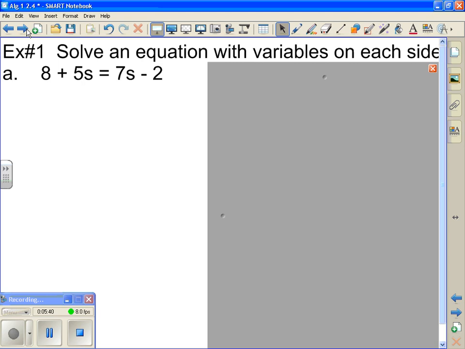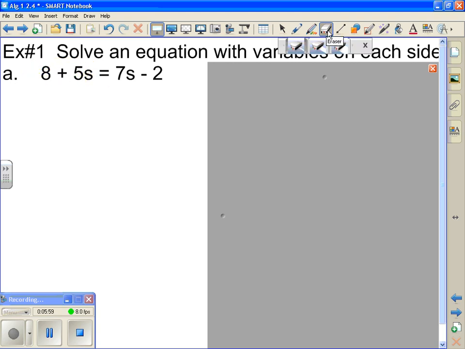In step 2, is there anything to be combined on the left side? This is the left side. Can you combine the 8 or the 5s? No, you cannot. So we'll move on to step 3.